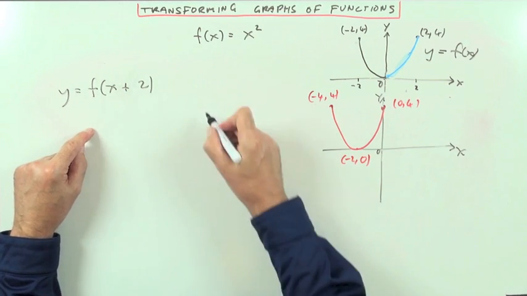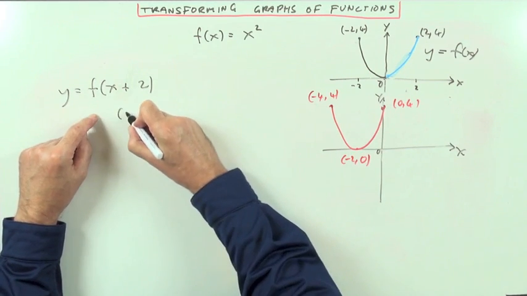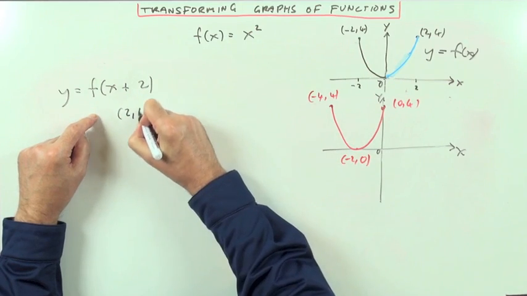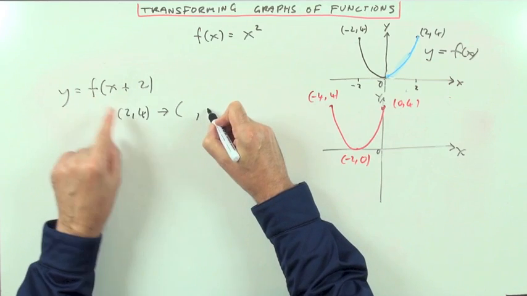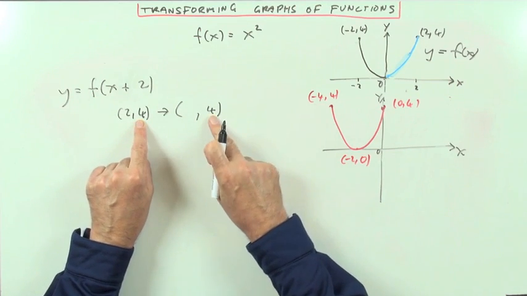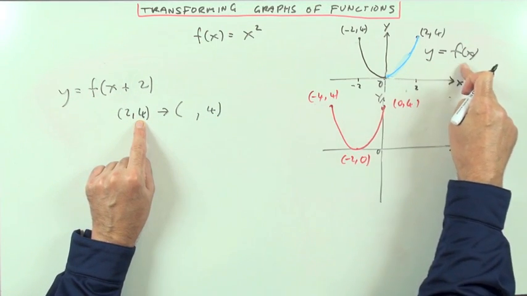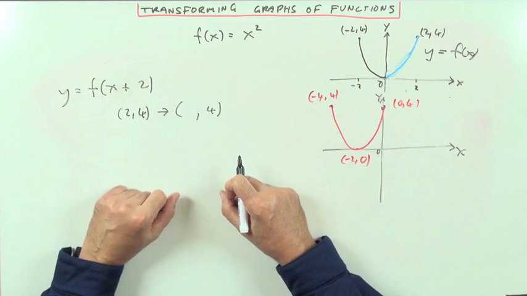Or you could do it algebraically by saying, well, what happens to the various points? What happens to 2, 4? Where does it go to? Well, the answers aren't changed, so the answer's still 4. Those were the y coordinates. The y coordinates were the answers. Where's your new answer?